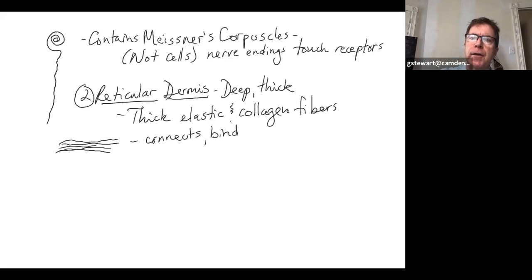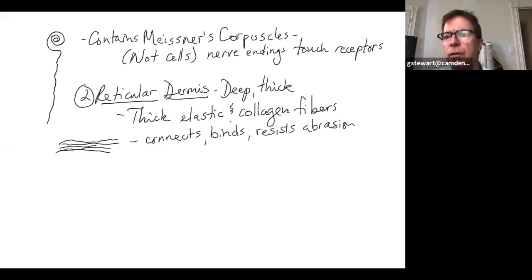Connects and binds more superficial layers to deeper layers. It also resists stress and abrasion. So it's really the glue, the thick jelly-like glue that glues all of the more superficial layers that are above it to deeper tissues, connective tissues and connective wrappings around muscles, reticular dermis.